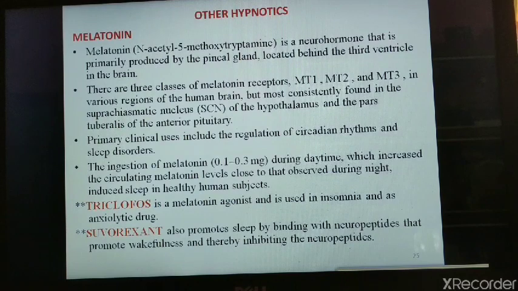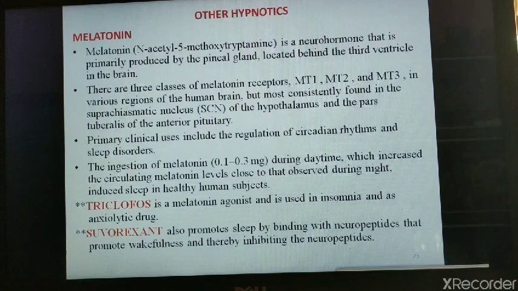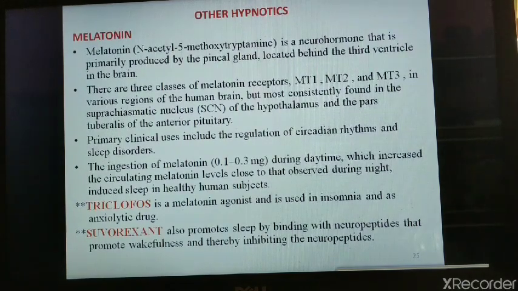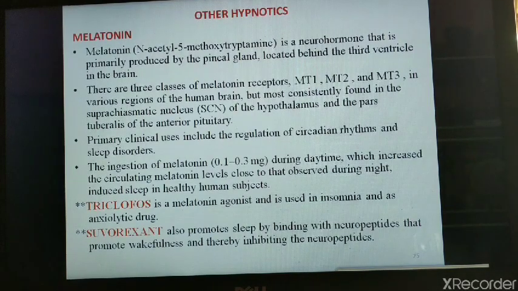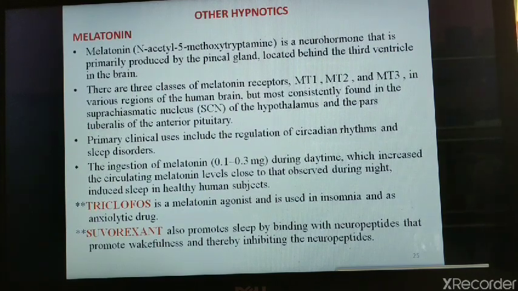The next drug of this group is triclofos, an old CNS depressant which is a melatonin agonist and is used in insomnia and as an anxiolytic drug. Gastric irritation and abdominal side effects are milder in the case of triclofos. It acts in 30 minutes and its action lasts for 6 to 8 hours. It is sometimes used to sedate children in distress and rarely used in adults.